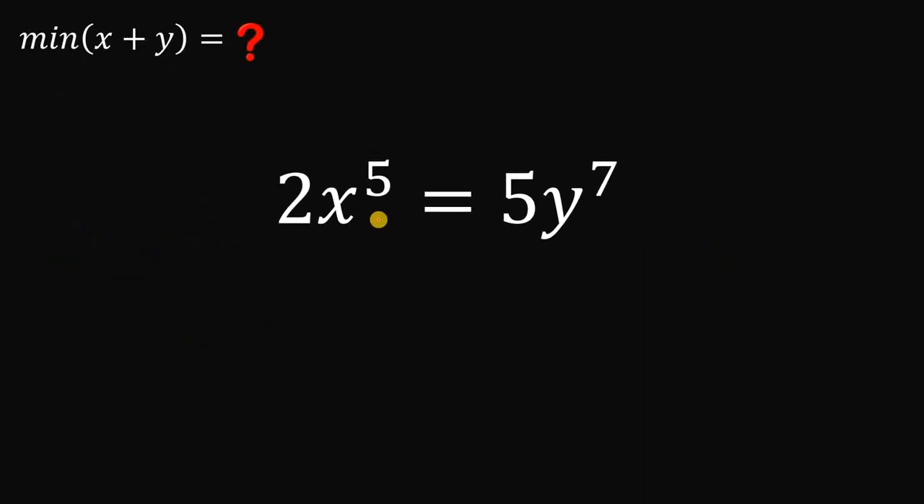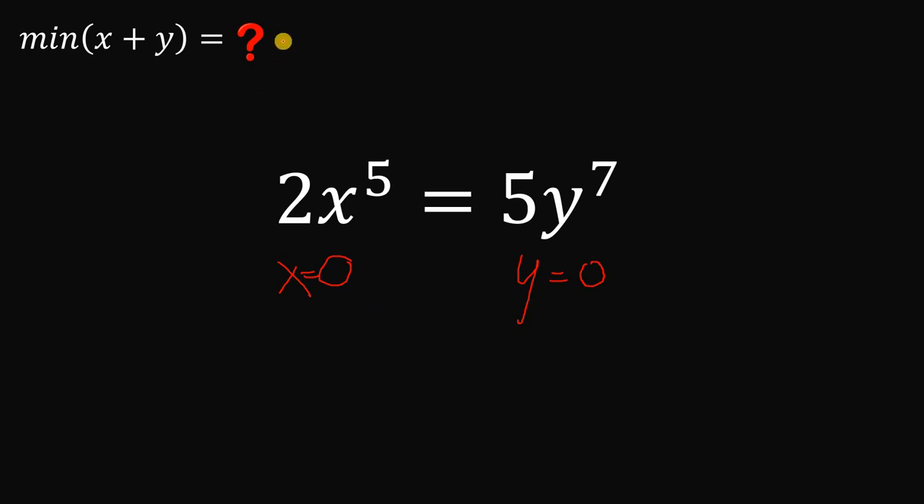So the given is 2x raised to the 5th power equals 5y raised to the 7th power. And our goal is to find the minimum value of x plus y. Now, it turns out that by observation, x can be 0 and y can also be 0, and they are equal, of course.